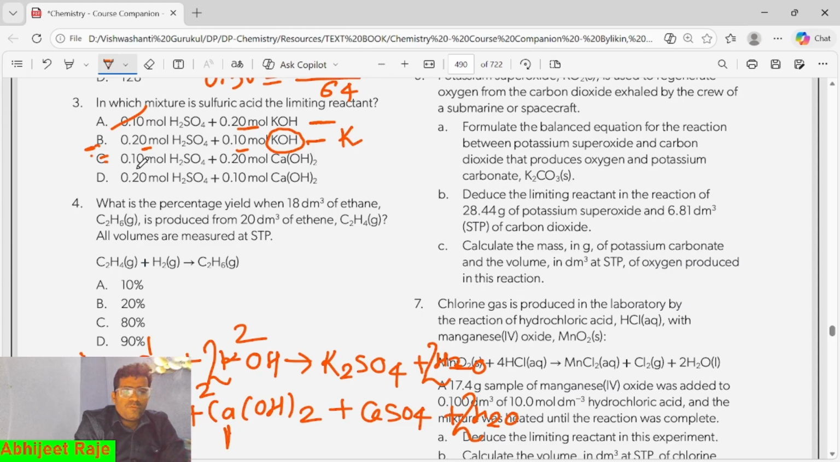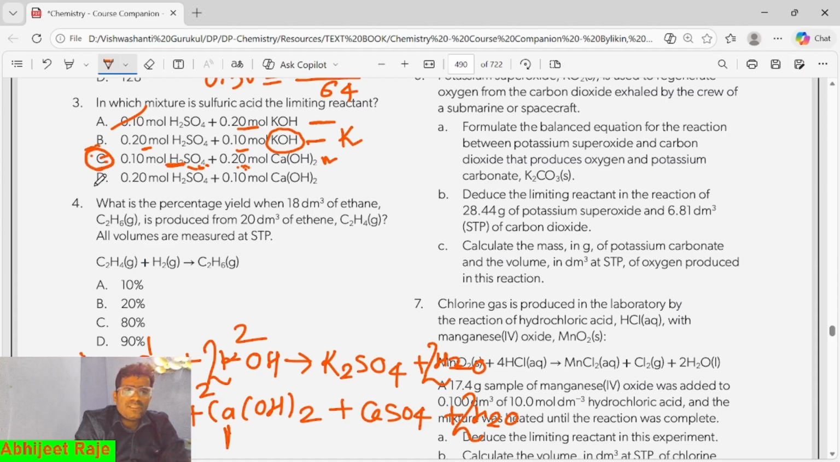So here 1 mole of H2SO4, we need 1 mole of calcium hydroxide. Since this is 2 moles of calcium hydroxide, the calcium hydroxide is in excess. If calcium hydroxide is in excess, definitely H2SO4 is your limiting reagent, right? We want 0.1, this should be 0.1, but this is excess. Calcium hydroxide, this is excess. If this is excess, H2SO4 will be limiting. So we got the answer C.